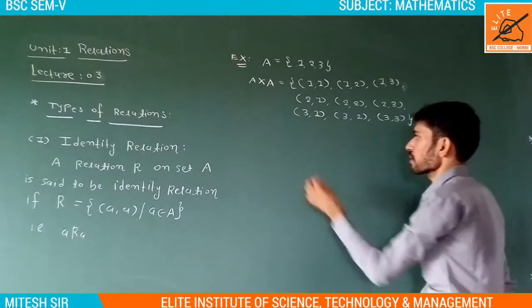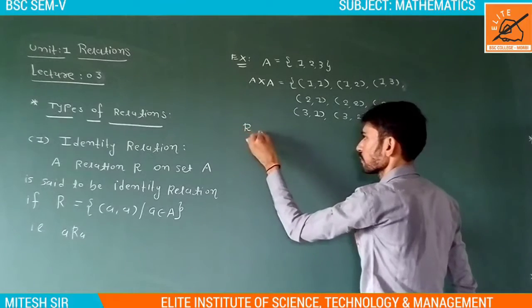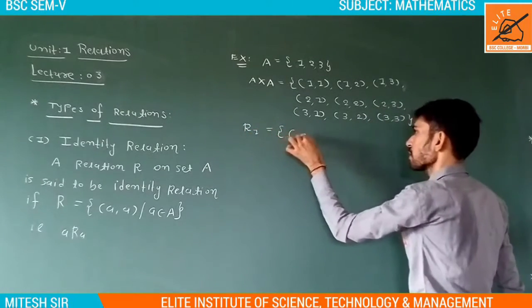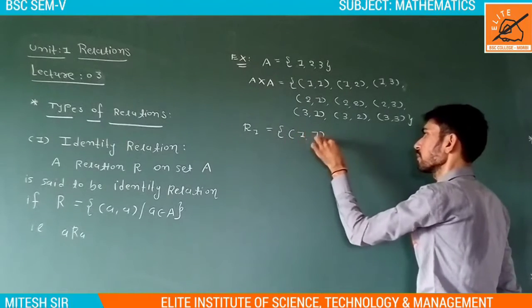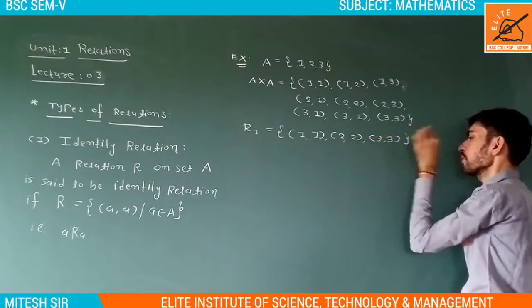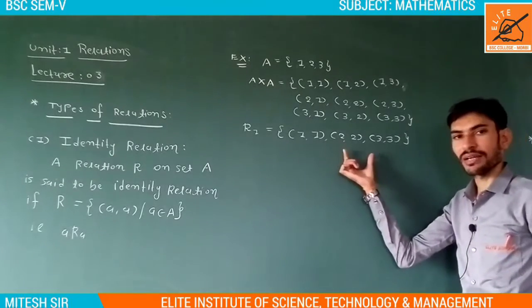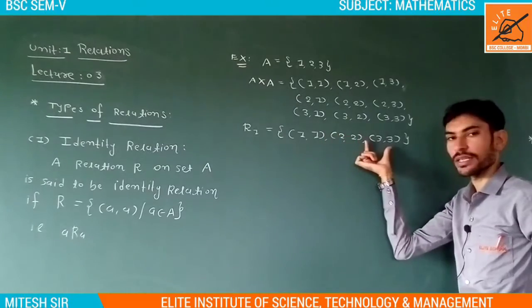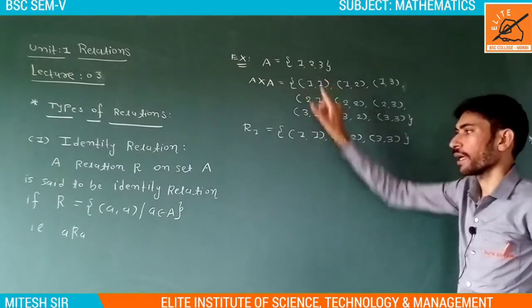Now we consider one relation. R1 is equal to, we just write the pairs 1 1, 2 2 and 3 3. Now look at the relation R1. Relation R1 contains only pairs 1 1, 2 2 and 3 3, for every a belongs to A.